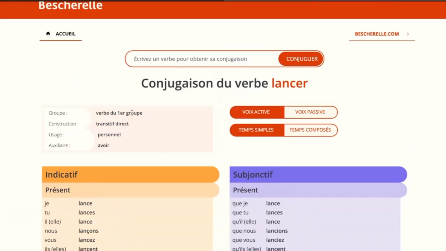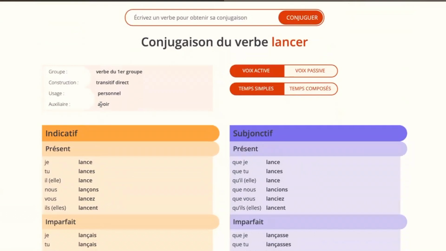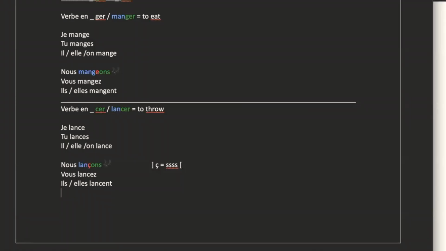So, lancer, verbe du premier groupe. Okay. If we use an auxiliary, it's gonna be avoir. But look, présent indicatif, we put a little squeak here. Okay? So, we know how to do that. We know how to check it, and that's extremely important. D'accord? Super easy.